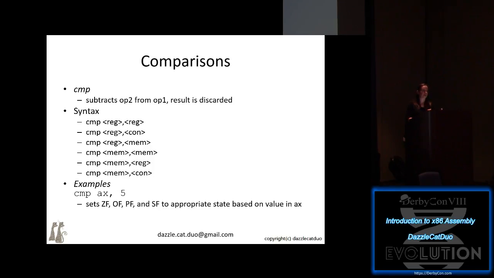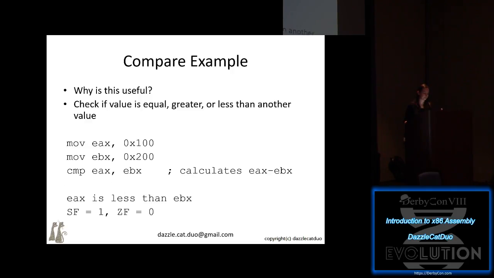is 2. The 2 is discarded. That doesn't overwrite any of the operands, but the fact that it was a positive 2 is used in the next instruction to decide whether or not you are going to take that jump. So here's an example of it.